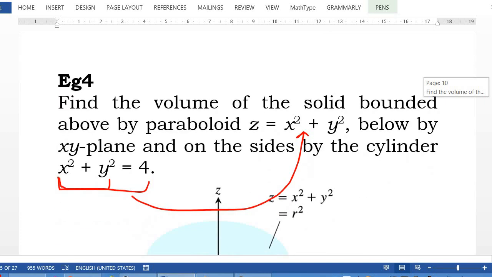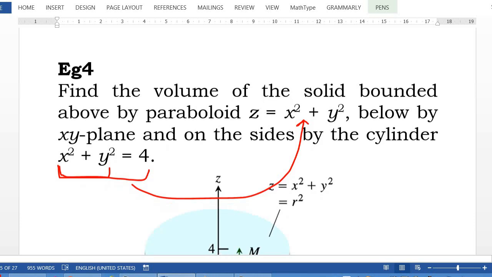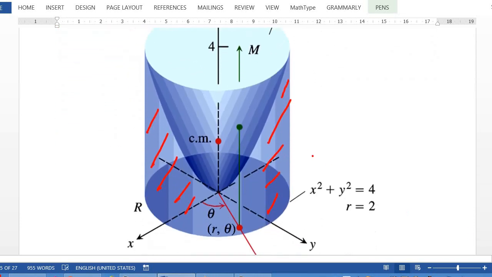Okay, then we have the fourth example. Find the volume of the solid bounded above by the paraboloid, below by the xy plane, and on the side by the cylinder x squared plus y squared equal to 4. What's that? So it's actually here.